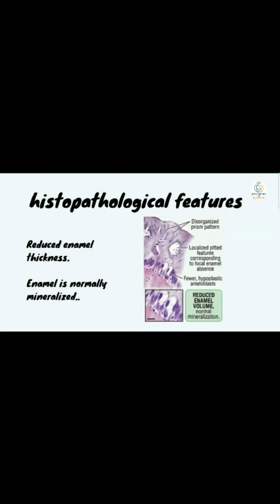Then let's move toward its histopathological features. There is nothing very important. If you see the diagram, there is a disorganized prism pattern and localized pitted features, corresponding to focal enamel absence. You can appreciate white spaces here, so these are basically pits. Fewer hypoplastic ameloblasts are present. Ameloblasts are fewer in number, so they produce less protein. So you can say the enamel quantity is reduced, but the quality is okay. Here it is already mentioned: reduced enamel volume.